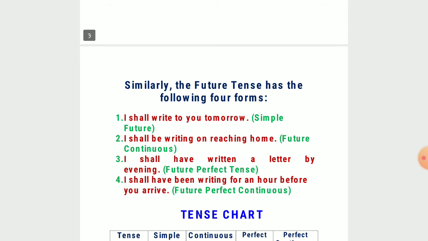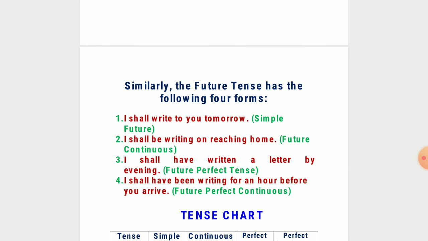Let's come to the clarification part. I shall write to you tomorrow. It is in simple future. I shall be writing on reaching home. This is in future continuous tense. I shall have written a letter by evening. This is an example of future perfect tense.